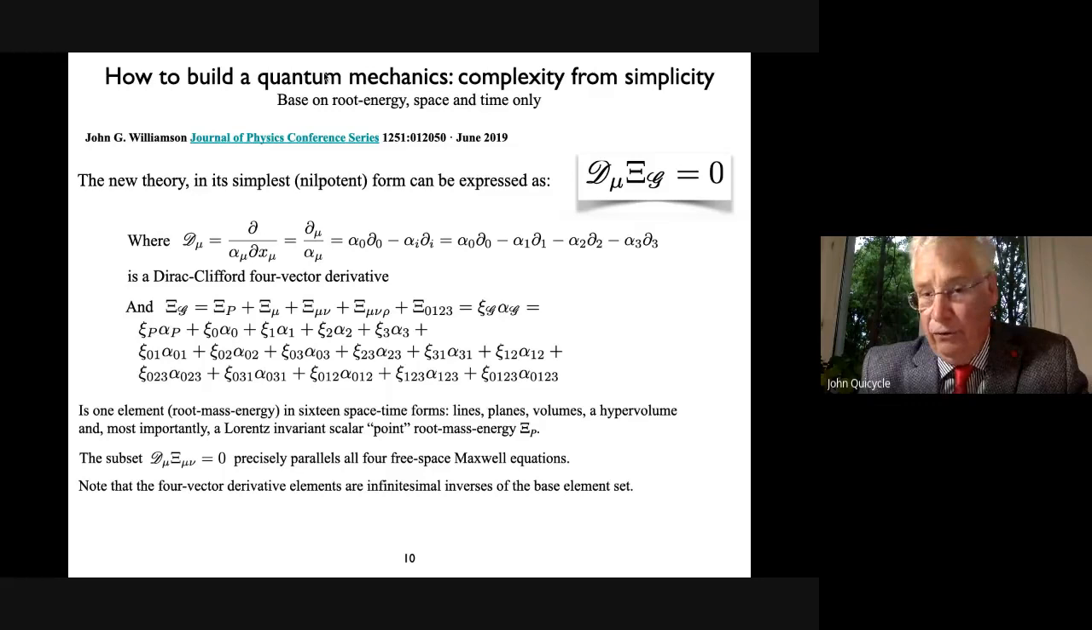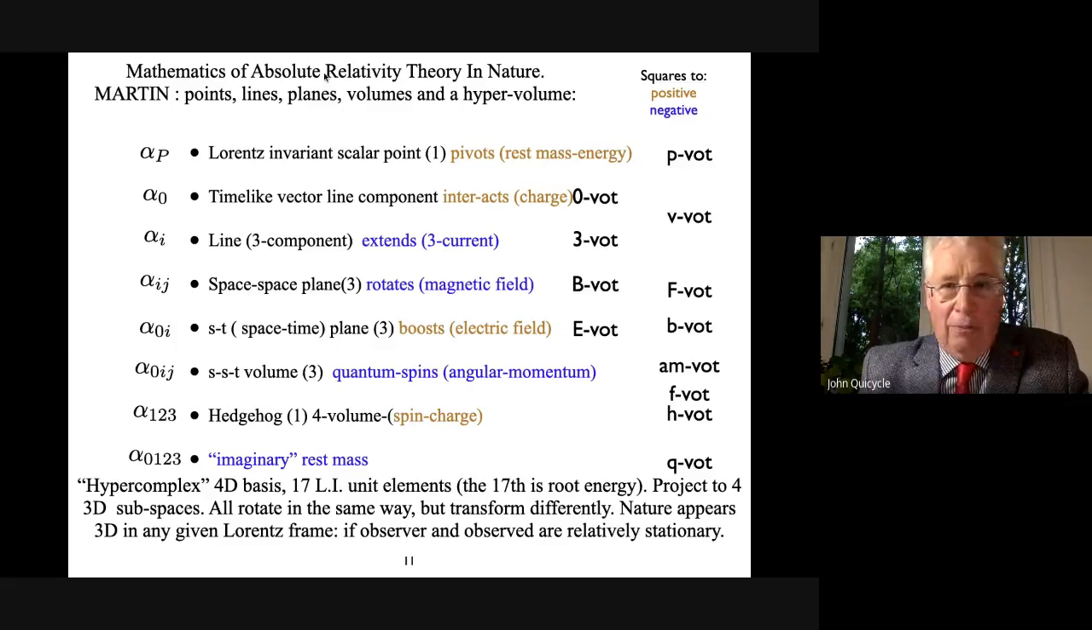So the new theory encompasses Maxwell's, and it operates on things which are lines, points. First one, reading down this list, alpha p is the unit invariant scalar point. It's the pivot, it's rest mass energy, it transforms as rest mass energy. That's not something you put in, that's something it just does.